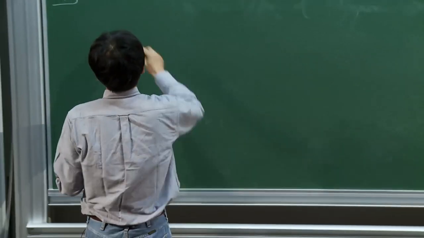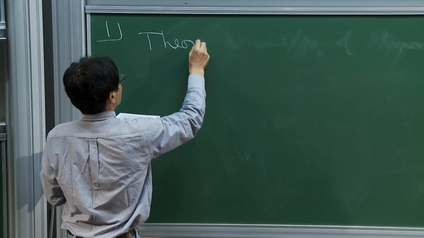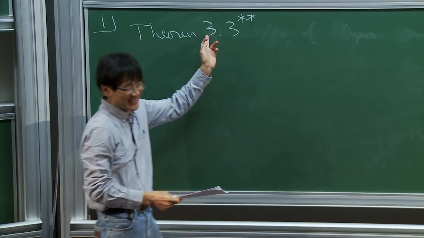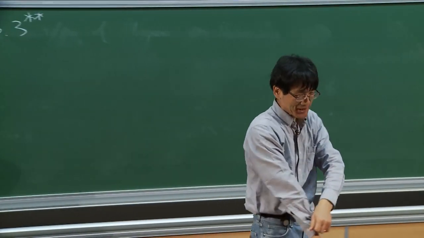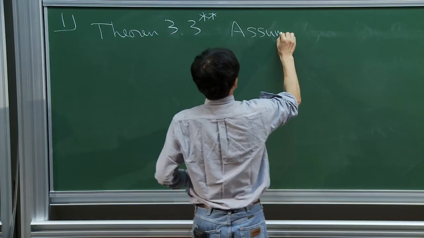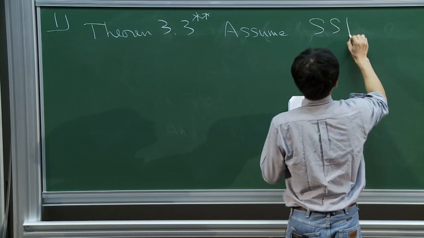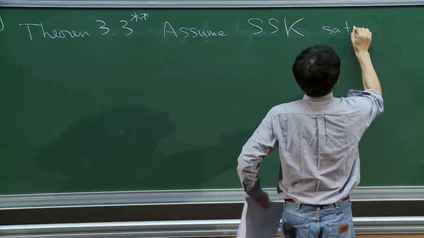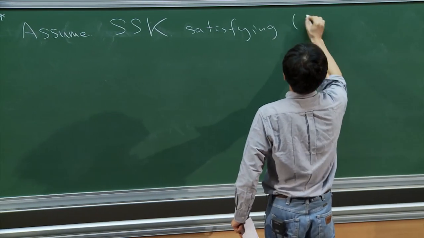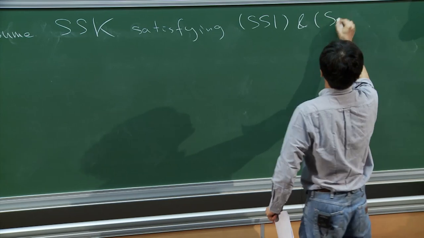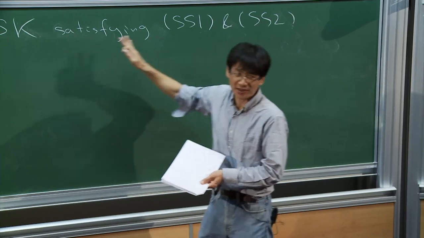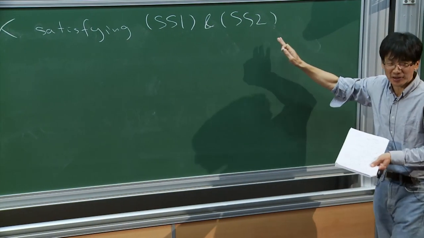Now the first theorem. So I put two conditions because I need to assume both SS1 and SS2. So I assume we have this singular support satisfying SS1 and SS2. So by this definition, this thing is supposed to satisfy SS1, but I also require that it satisfies SS2.